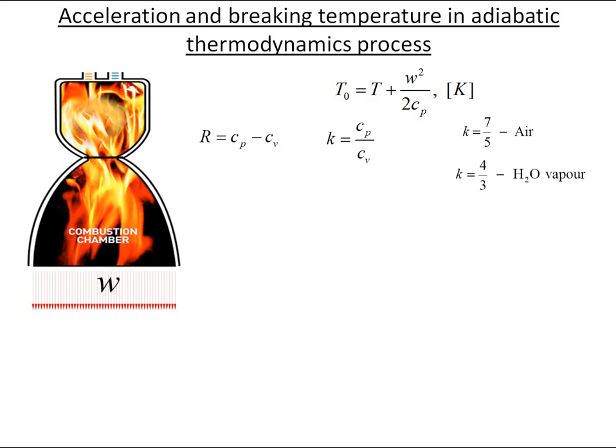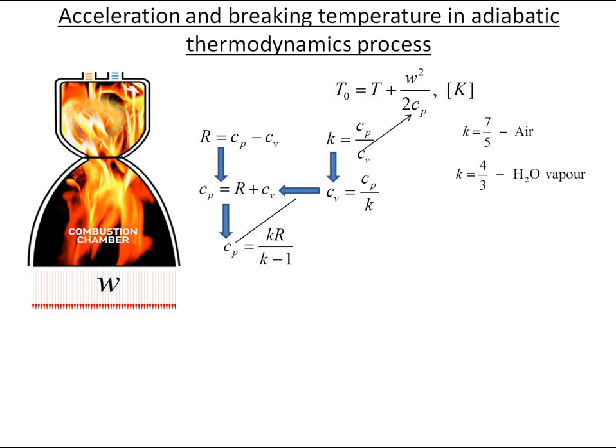From the universal gas constant R, we express the isobaric specific heat constant C index P, and from the adiabatic exponent we express the isochoric specific heat constant C index V. Inserting the C index V expression into the C index P equation, and after rearranging terms, C index P is equal to such an expression. Inserting this equation into the acceleration and braking temperature equation, we get such an expression of the gas's acceleration or braking temperature value.